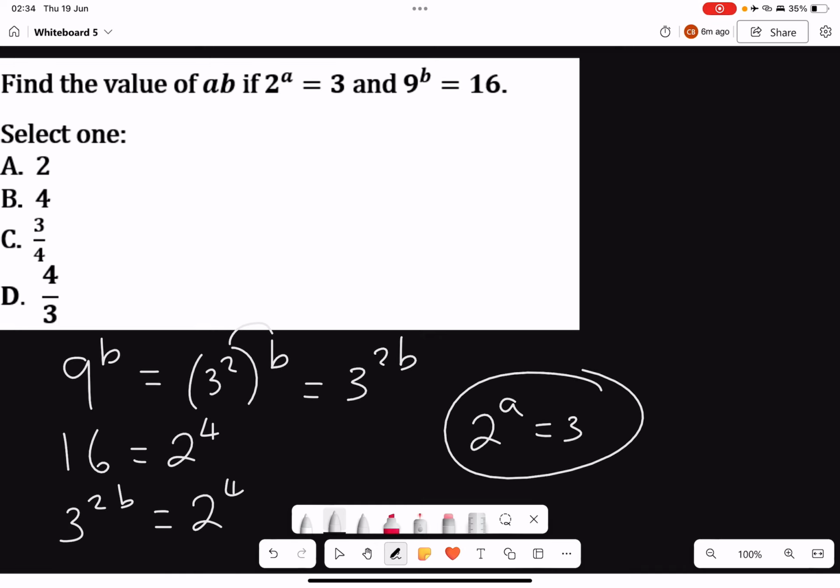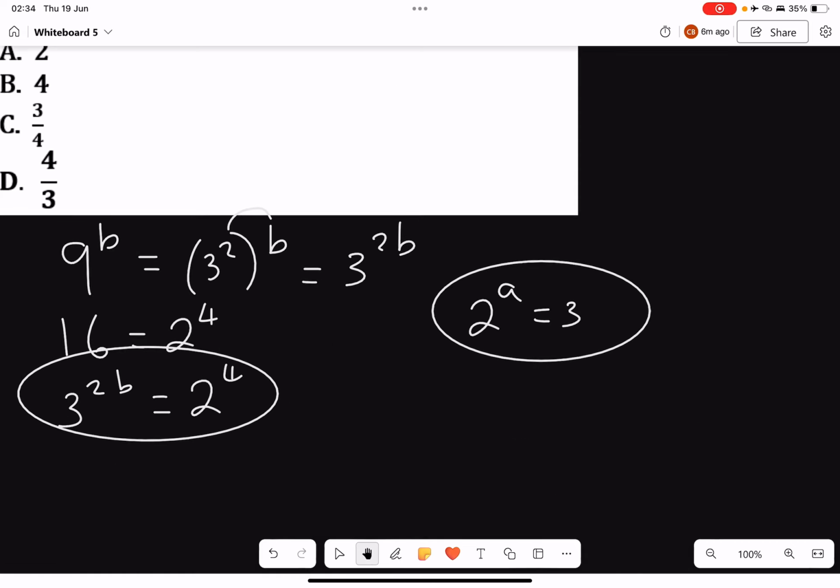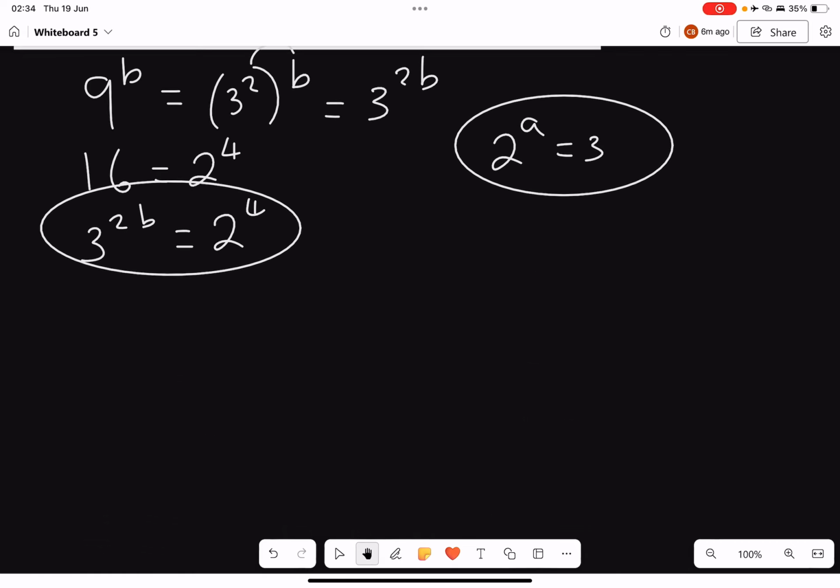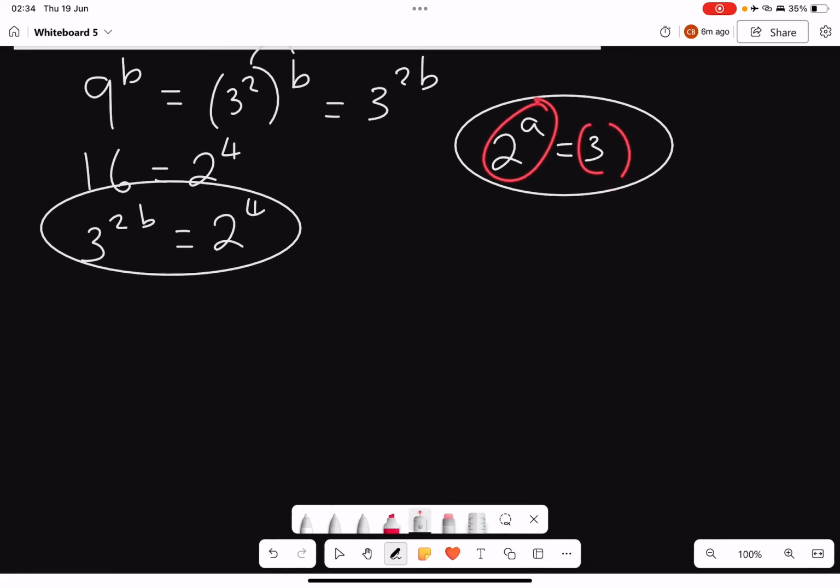So we have the two equations and we need to now link them. Let's see how they can relate. The next thing is we know that 3 is the same as 2 to the power A, which means where I see 3 here, I can replace it with 2 to the power of A. So where there was 3, I'm going to put 2 to the power of A.